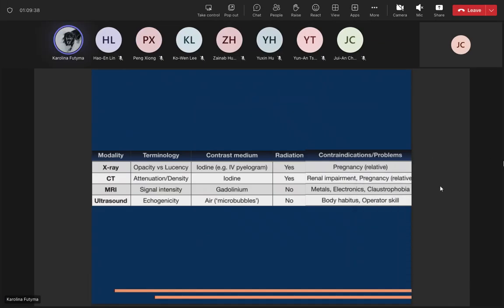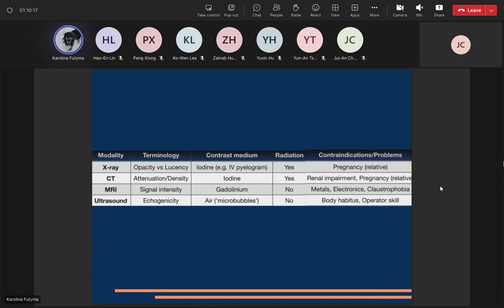Just to mention a little about different methods. So in radiography, X-ray modality, we have of course terminology based on opacity and lucency. So radiopaque, radiolucent areas can be described. We can use the contrast medium, which is mostly iodine. Of course, we are using the radiation, and the main contraindication is pregnancy.